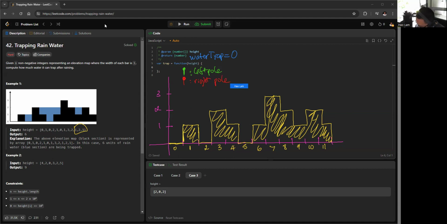Okay, so we can find that the first non-zero pole is here, at index 1, right? And from the right side, the first non-zero pole is this one right here.